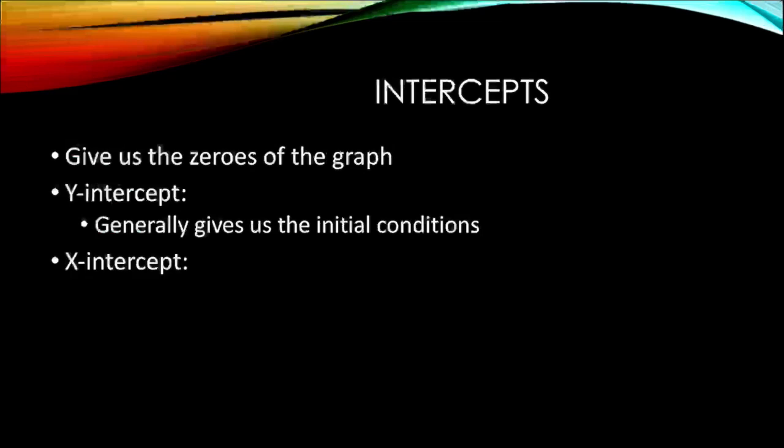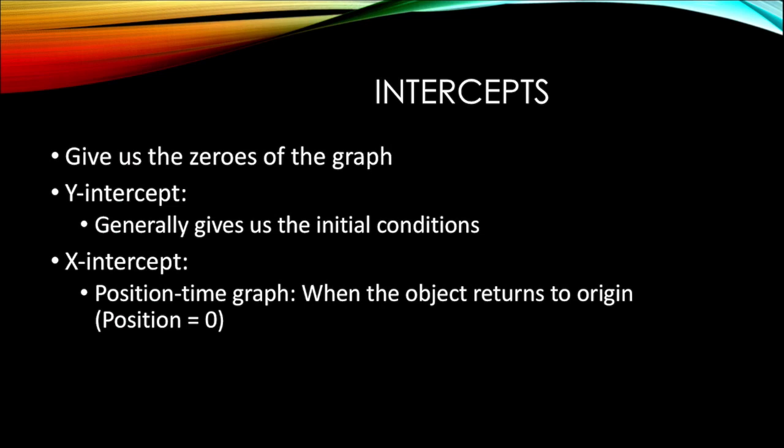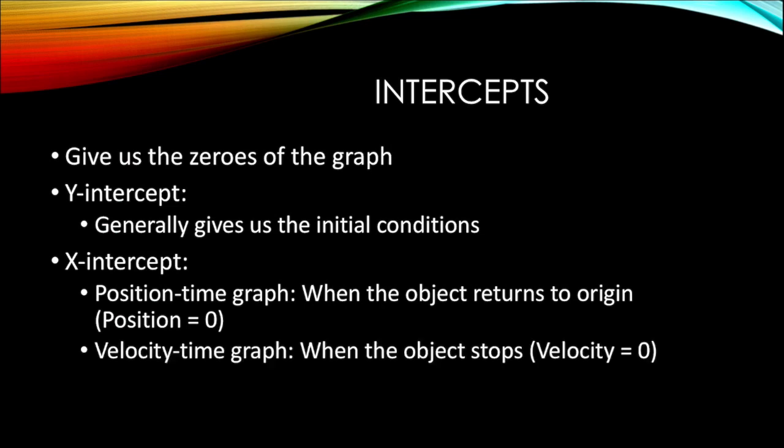The x-intercept depends on which type of graph you have. For a position-time graph, the x-intercept tells you when the object returns to origin, or where you are measuring from. In a velocity-time graph, this tells you when the object stops, or when the velocity is equal to 0.